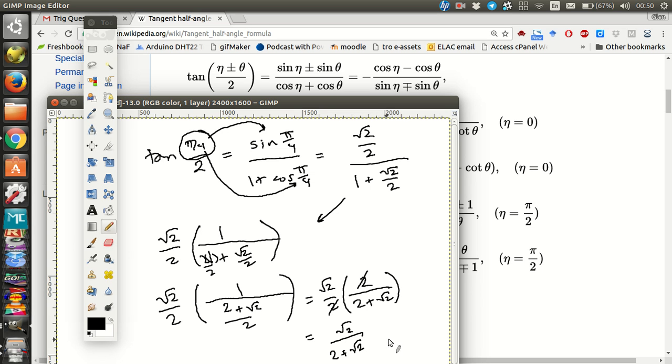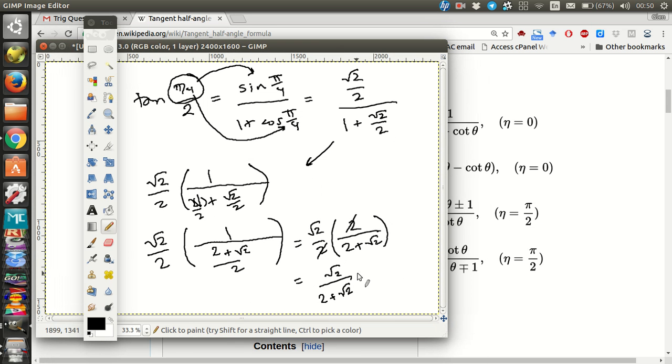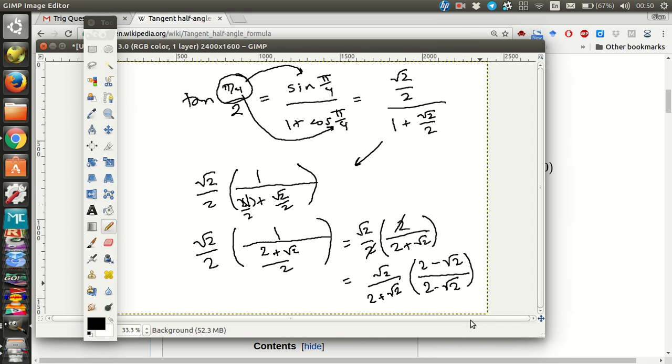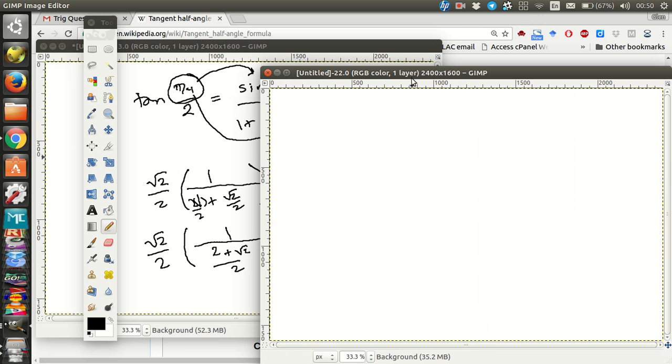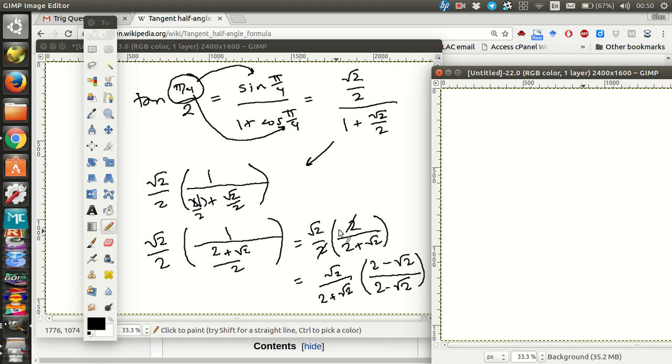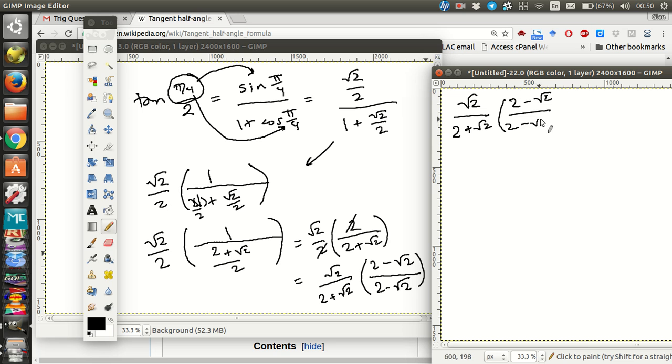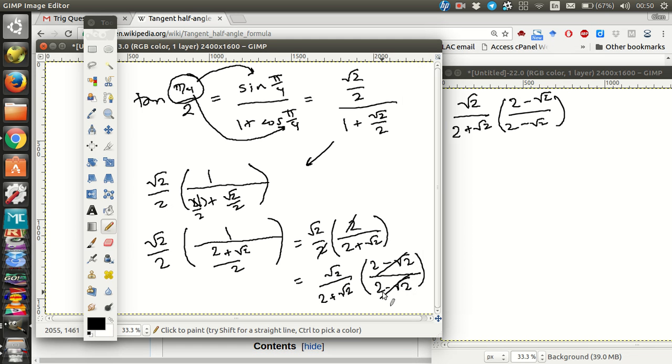Unfortunately, I can't have a radical in the denominator, so I'm going to use my special difference of squares trick. Of course, it's not my special trick, I wish it were. I've run out of room, so I'll shrink this page and make a new page. Now I'm going to copy this over here: root 2 over 2 plus root 2 times 2 minus root 2 over 2 minus root 2. You notice, of course, that this equals 1, so it's legal to multiply this fraction by this fraction because I'm just multiplying by 1.